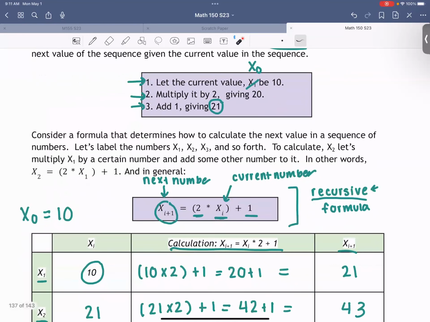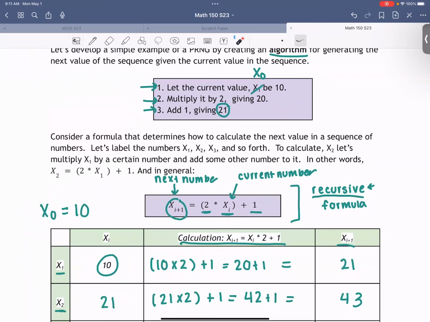Okay, now the way you can write that in terms of an equation is by saying the next number is 2 times the current number plus 1, right? Multiply by 2, add 1. I called it a recursive formula. You don't have to know that, but, well, there it is.